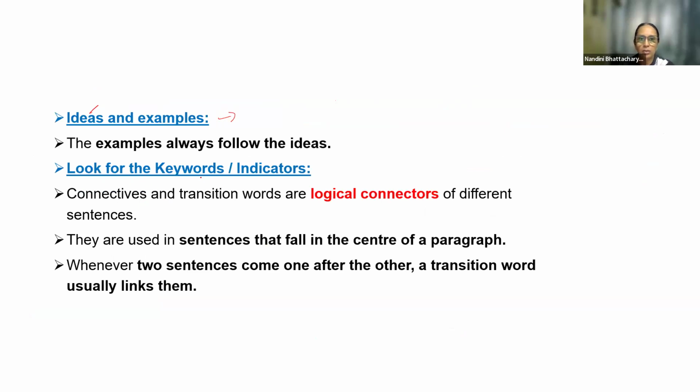And then of course, you look for keywords, indicators, which connect sentences or ideas. So if you have logical connectors, say a sentence beginning with however, what will come before that? An idea which is in contrast to it. If your sentence begins with therefore, and then a point is given, what should come before? A statement which leads to this reasoning. Right? Cause-effect relationship. Okay.